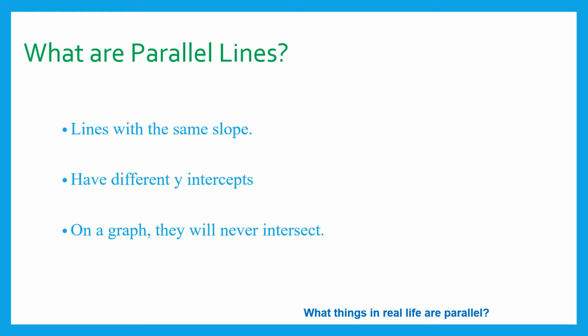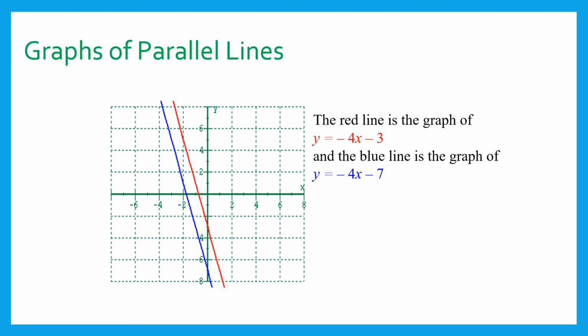Okay, so some things to jot down in your notes here about parallel lines is that they are lines with the same slope. Parallel lines have the same exact slope. They have different y-intercepts. They're at different locations on the graph, but on the graph they will never intersect. They're those two lines that run right beside each other, having that same slope. So here's a visual of that. So these are parallel lines.